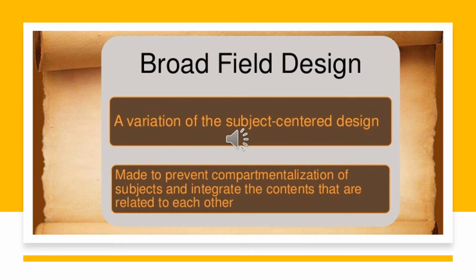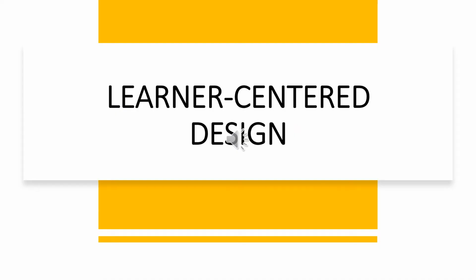Broad field design. While the correlation design is the combination of two subjects, the broad field design is the combination of two or more related subjects into a single broad field. The purpose of this design is to give emphasis to the relationship between subjects and help the students to see the connections between the subjects. It is also made to prevent compartmentalization of subjects and integrate the contents that are related to each other.